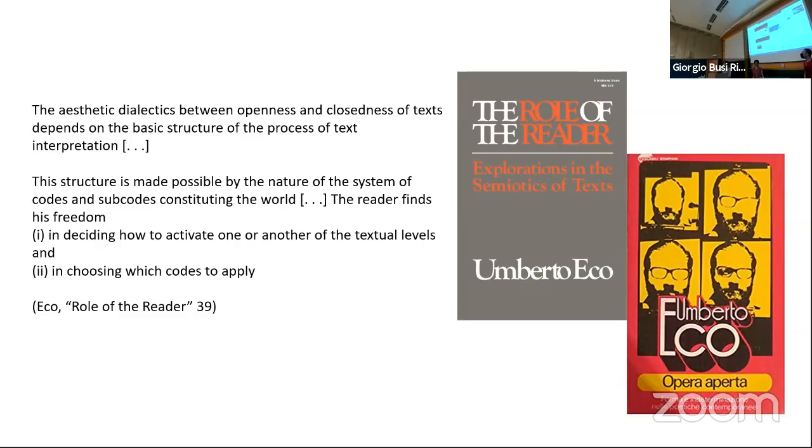So I've got a few quotes. Putting a lot of text on slides is not ideal, but just a few quotes to start. So obviously, if you talk about an open text, then you have its opposite, a closed text. And his argument is that it depends on the basic process of text interpretation. And I continue to quote, "The structure is made possible by the nature of the system of codes and subcodes constituting the world. The reader finds his freedom in deciding how to activate one or another of the textual levels, and in choosing which codes to apply."